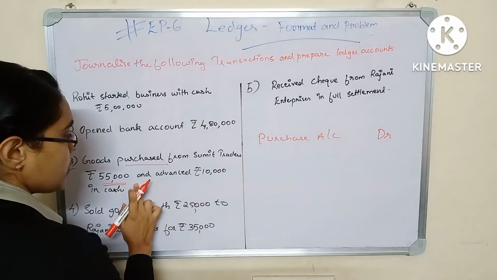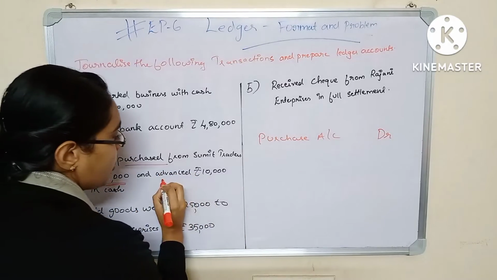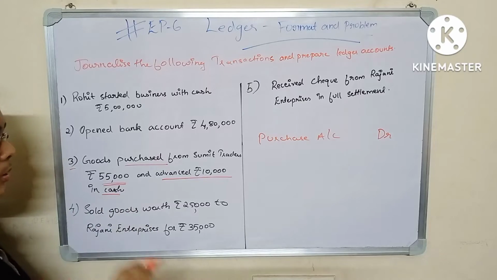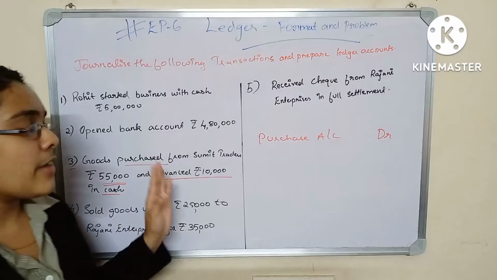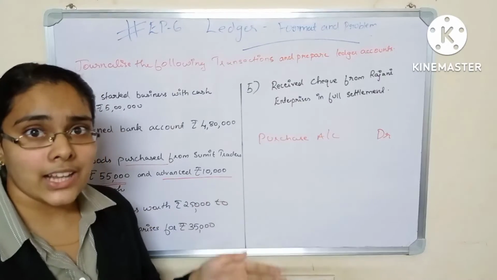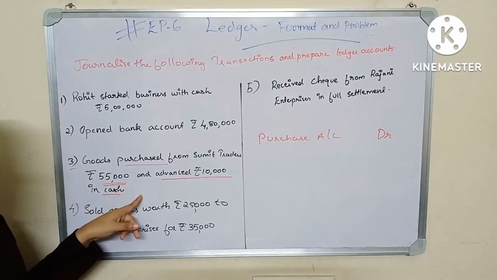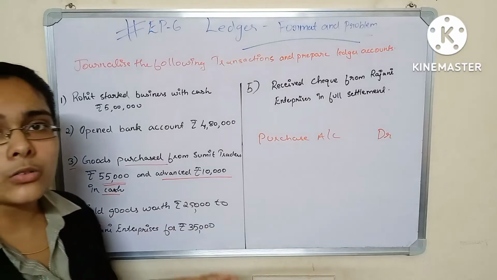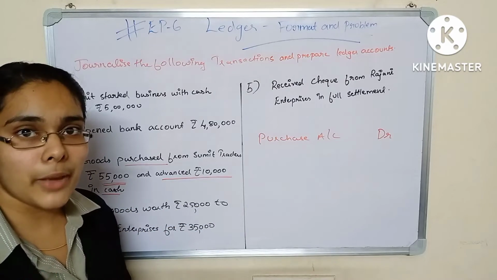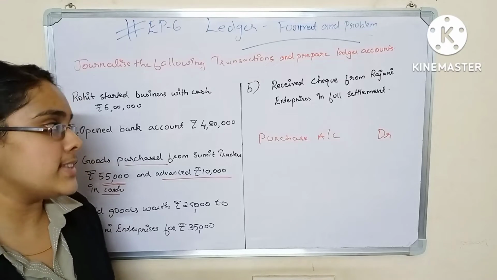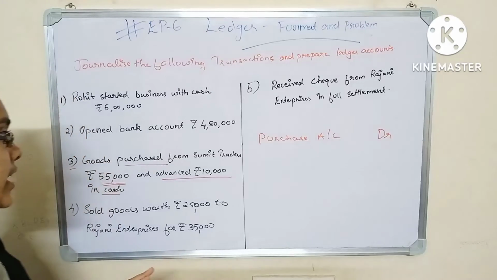55,000 rupees, and you have advanced 10,000 in cash. So you have advanced 10,000 and the actual cost of purchase is 55,000. That means some amount is still pending. So you have made a credit purchase and for that you have advanced 10,000 rupees. So how will you write the journal entry?